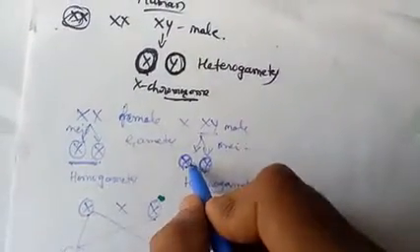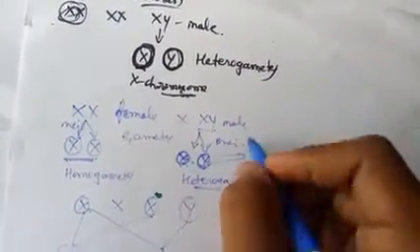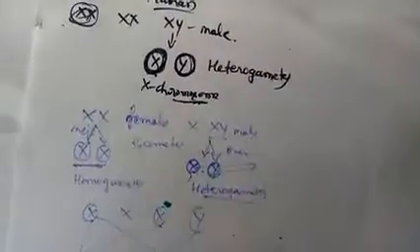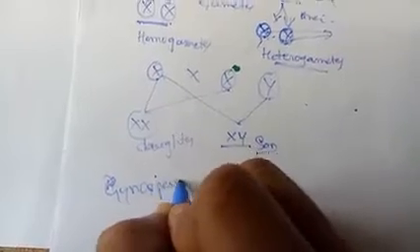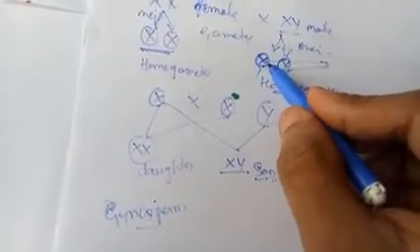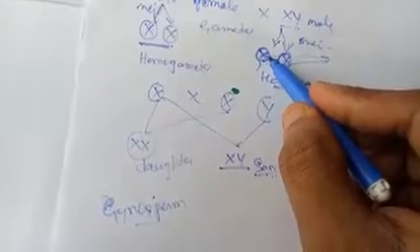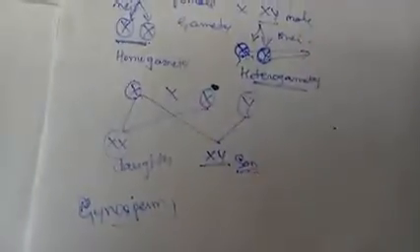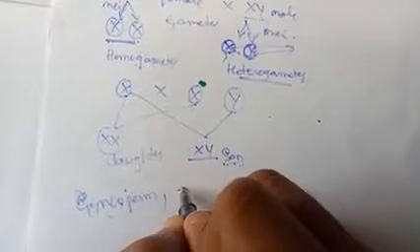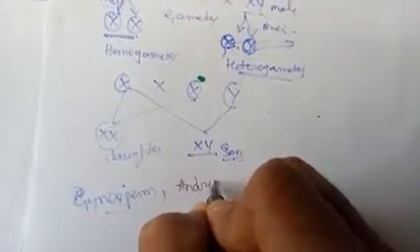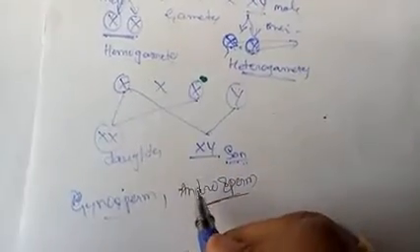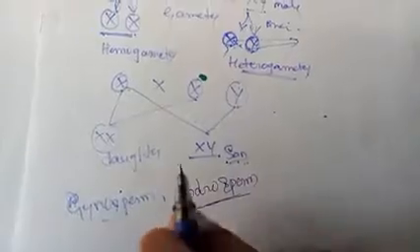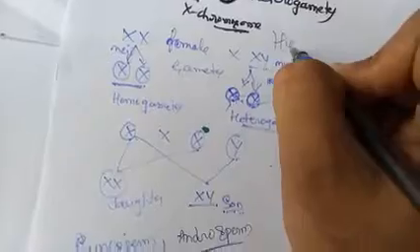The male produces two types of sperms. The sperm which contains the X chromosome is called gynosperm, and the sperm which contains the Y chromosome is called androsperm. Okay, so this is the sex determination in humans that we can see.